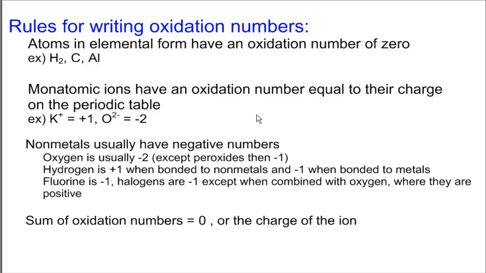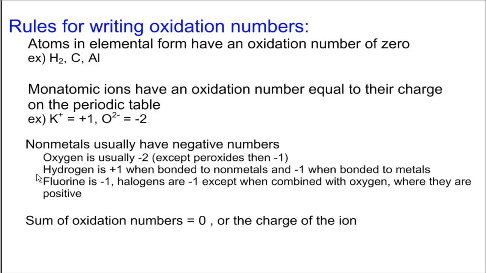Most of the time, this is what's going to happen. You're going to know the charges of all but the one you're trying to find from the periodic table. So for example, potassium we know is +1. Oxygen is almost always -2. Nonmetals are usually going to have negative numbers. Like we said, oxygen is usually -2, except when it's a peroxide, but that's a pretty rare situation.